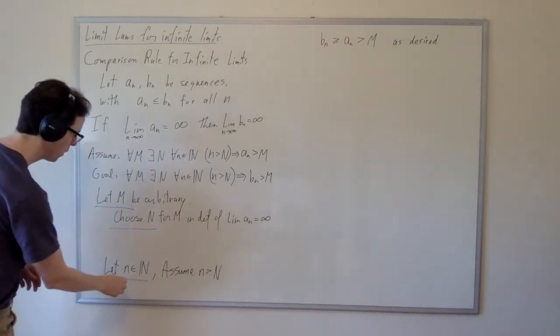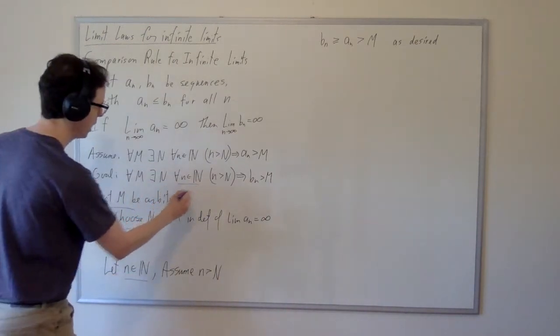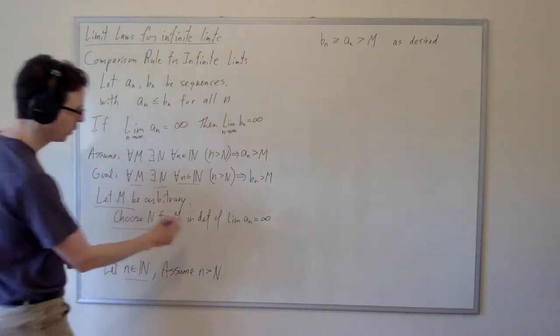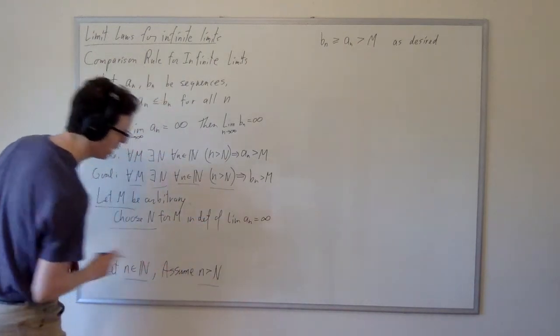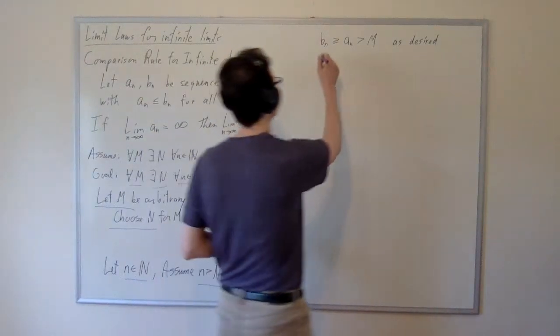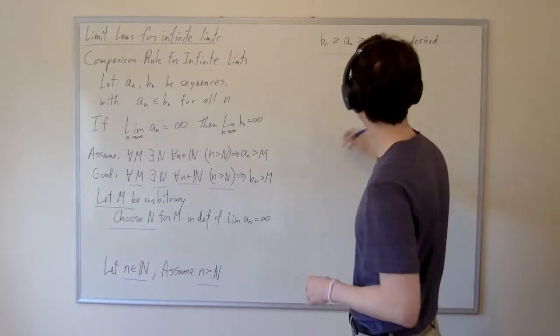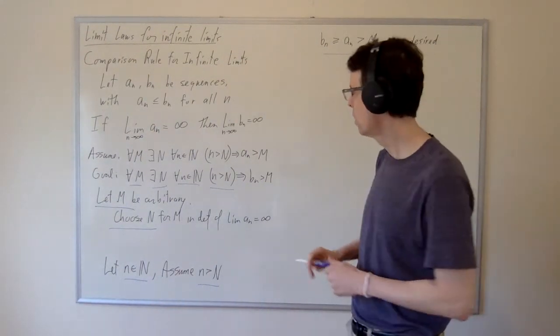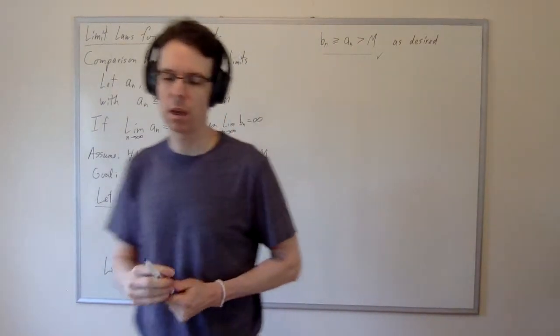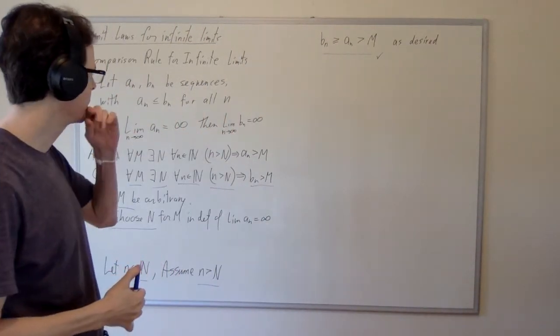Yes. Have we reasoned about an arbitrary n? Yes. Have we assumed that n is greater than N? Yes. And have we justified these inequalities? Bn is greater than m? Yes, we have. So this is a correct proof of the comparison test.